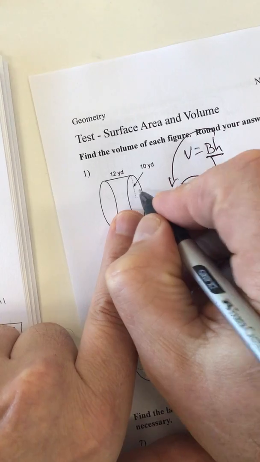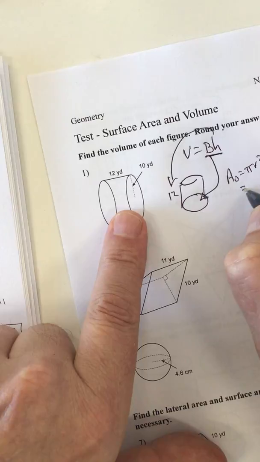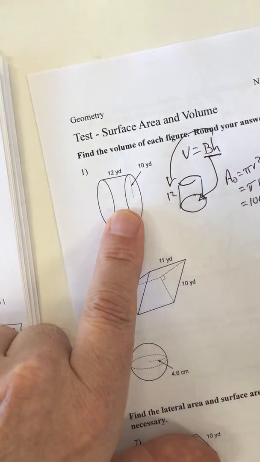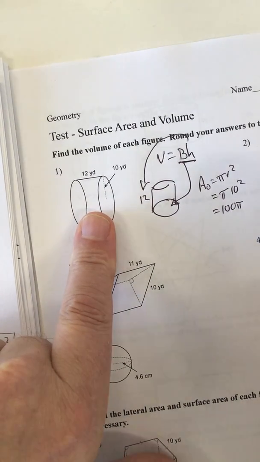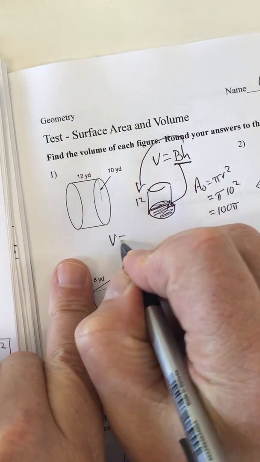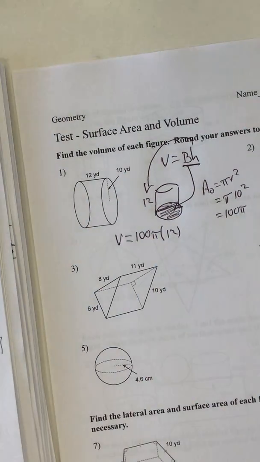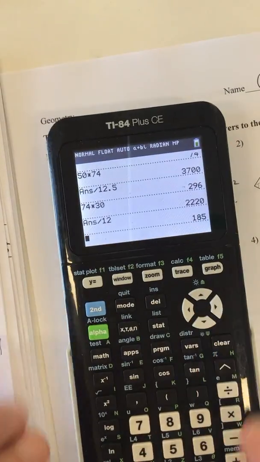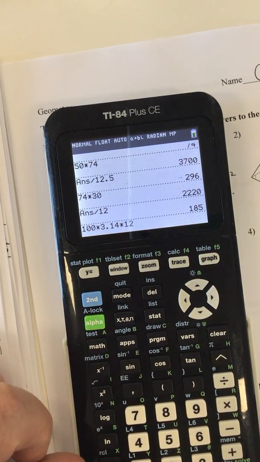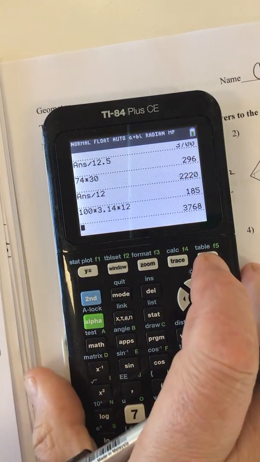So it looks like they give us a radius here. So the area of a circle is pi radius squared. So the area of the circle is pi times 10 squared. So the area of the circle is 100 pi. Okay, so that's the area of the circle right there. So the volume is the area of the circle, 100 pi times the height of 12. So it's 100 pi times 12. So we have 100 times pi times 12. Since we're going to round it anyway, that's close enough. So it looks like 3768.